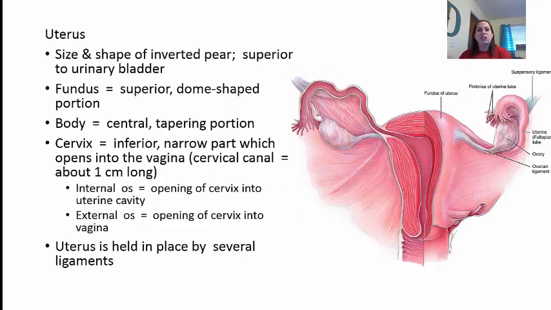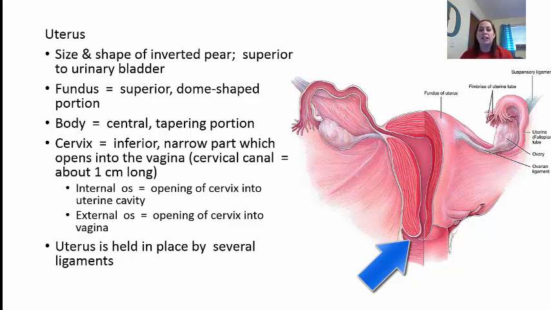This brings us to the uterus. The uterus is the size and shape of an inverted pear. Inverted means it's an upside down pear. It's superior to the bladder, so it's right above the bladder. We also see that it has a couple of different structures. The first is the fundus. This is the superior dome-shaped portion of the uterus. The body is the central or tapering portion, and then the cervix is the most inferior narrow part. This is the area that also opens up into the vagina.